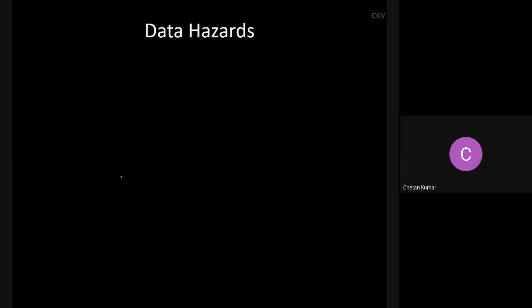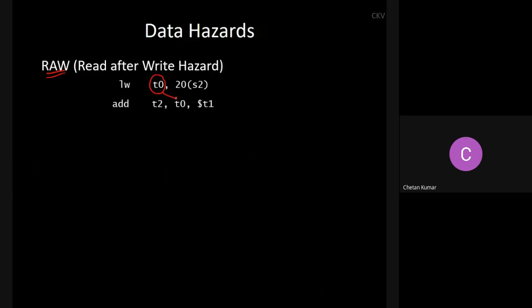Here you will end up with different kinds of data hazards. Till now we have only seen the read after write kind of hazard, where we have a dependency on T0, and the T0 value is supposed to be used in the next instruction. So in this case, this instruction cannot execute before this. This is called a read after write hazard, and it can be solved with the help of forwarding or stalling.